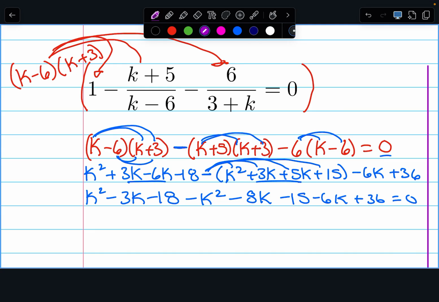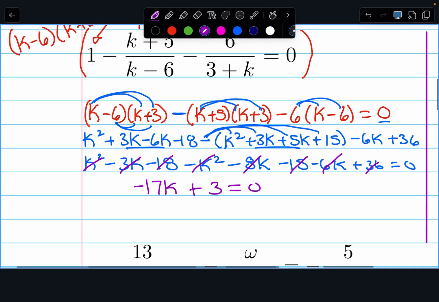So that's our goal now, is to solve this. So this k squares, they cancel out. Negative 3k minus, is that negative 11k, negative 17k. Negative 18 and negative 15 is a negative 33, plus 36 is a 3, equals 0. And then we solve, we subtract 3.